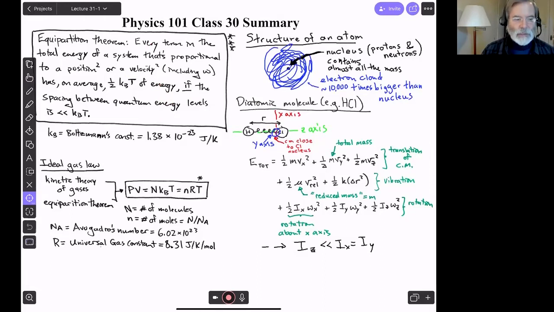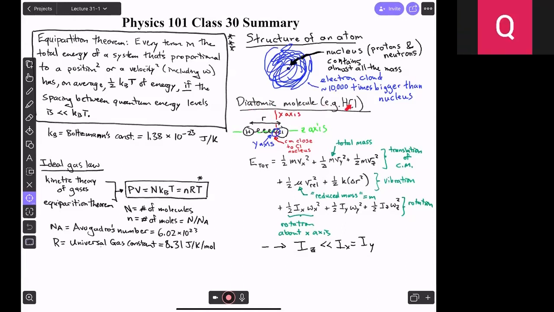We used that together with our results from the kinetic theory of gases to derive the ideal gas law, PV equals N kBT, where N is the number of molecules. That's the physicist version, or nRT, where little n is the number of moles. That's the chemist version. We talked very briefly about the structure of an atom, emphasizing the point that the nucleus, which contains almost all the mass, is about 10,000 times smaller than the atom as a whole.